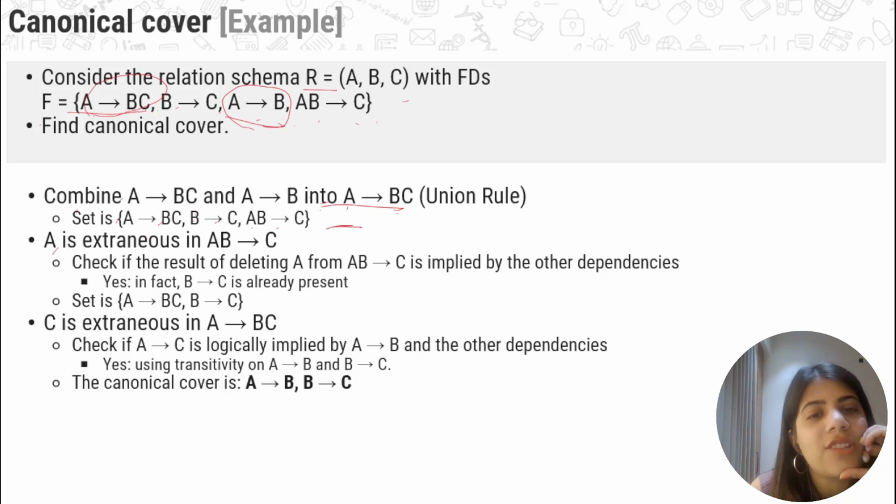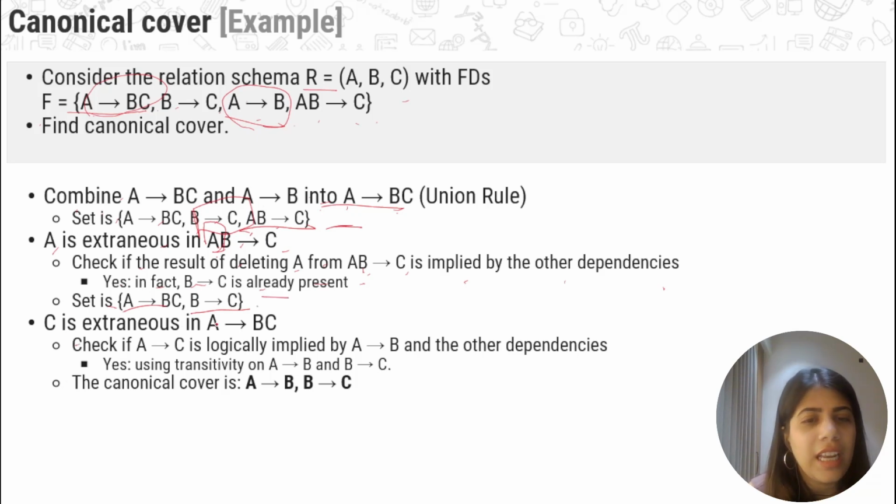Now A is extraneous in AB can determine C. Why? Check if the result of deleting A from AB determining C is implied by any other dependencies. If I remove the A, is it implied by any other dependency? Yes. Can you see B can determine C? In fact, B can determine C is already present. So the set is now A can determine BC and B can determine C. Minimal version. We can reduce this even further.